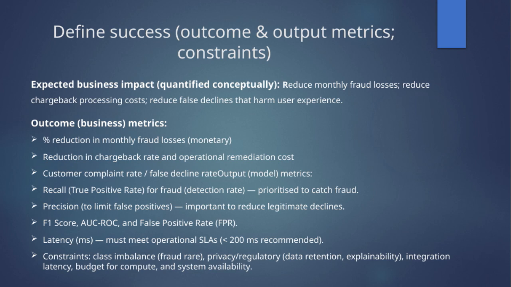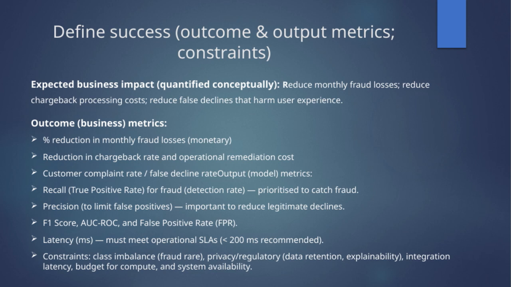On the model side, we measure recall, which is the true positive rate, basically how well our model detects actual fraud. Prioritizing high recall is crucial because catching fraud is our top goal. But we also need to focus on precision, which helps us limit false positives and avoid declining legitimate transactions.